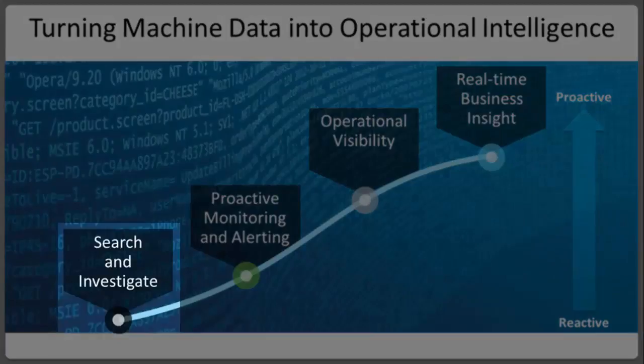Search and investigate. Using Splunk, organizations identify and resolve issues up to 70% faster and reduce costly escalations by up to 90%. Splunk is one place to find and fix problems and investigate incidents across all your IT systems and infrastructure.